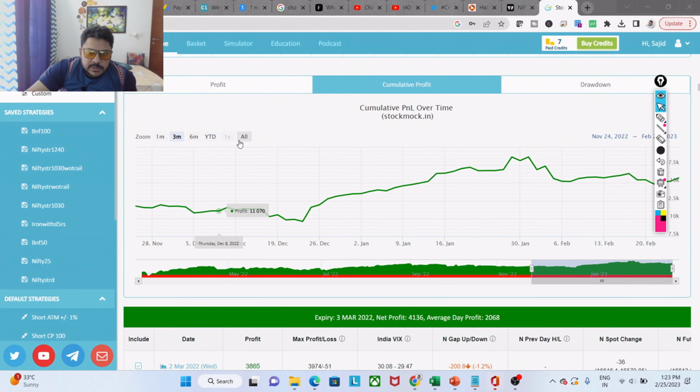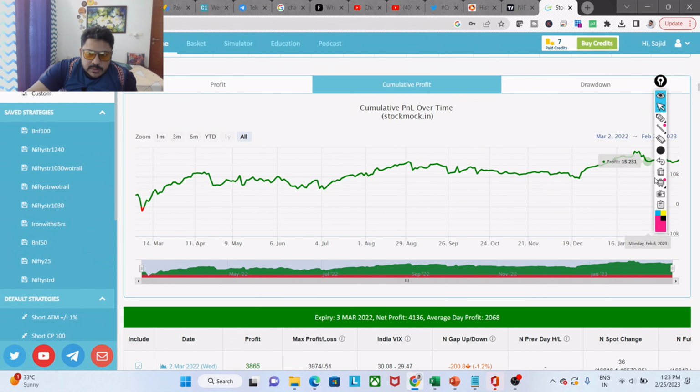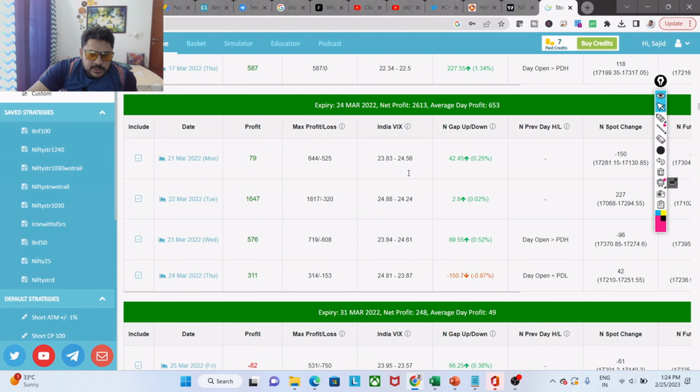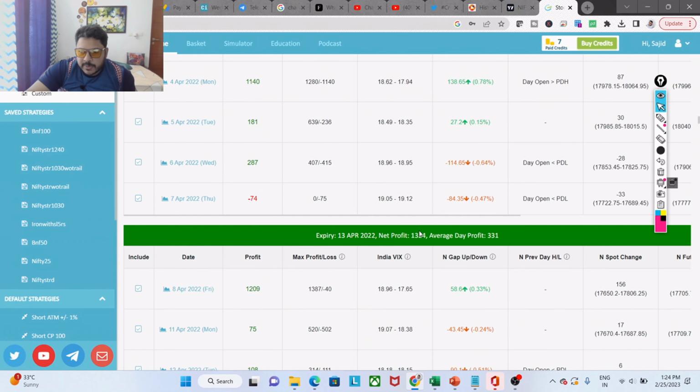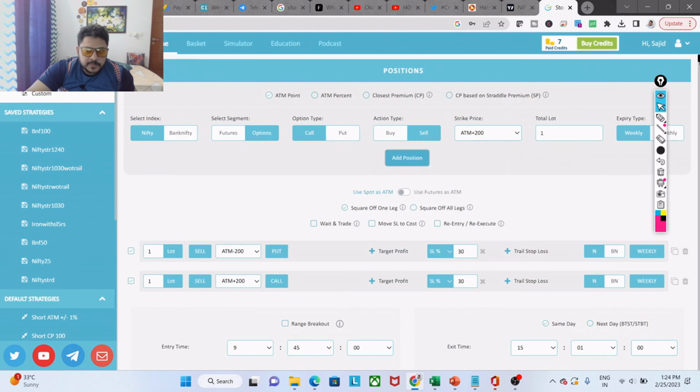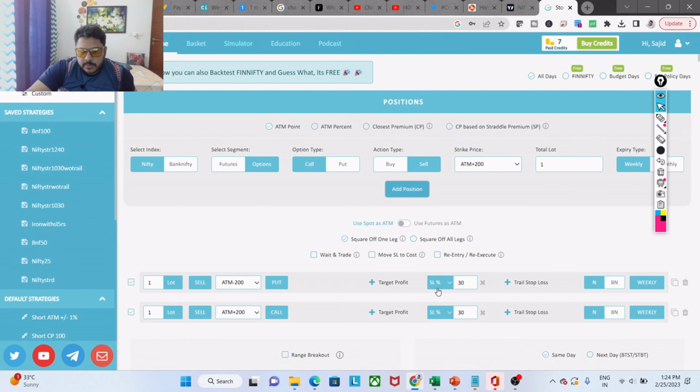See the cumulative curve, it is growing. The capital has grown over time. So even with this logic you can simply try it. But now let's try another scenario where we say, okay, let's not put any stop loss. If market makers are hitting stop losses, let's not put a stop loss and see how the strategy works.